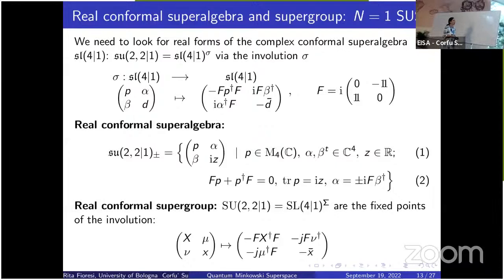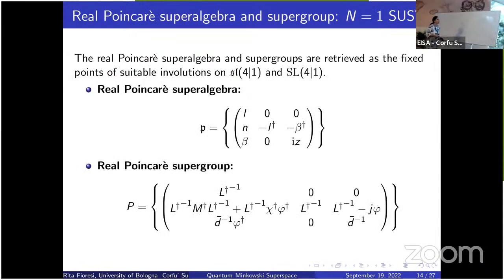Superalgebras are Lie superalgebras with a bracket preserving the parity, doing some interesting things. And the supergroup is just the analog, the global analog of this object. So it's okay. Now, and similarly, you can produce a real Poincaré and the real Poincaré algebra and group.